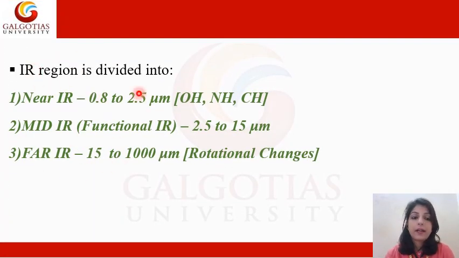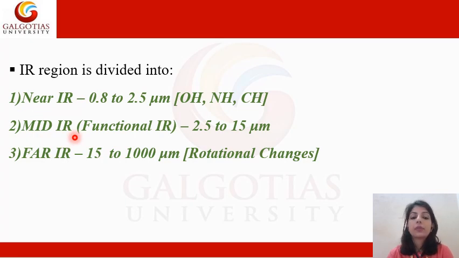Next, the IR region is further divided into three particular regions. First, the region that we are having is your near IR. The near IR region starts from 0.8 and ends at 2.5 micrometers, and it is mainly used for the determination of hydrocarbons. Next, we have the mid IR region.